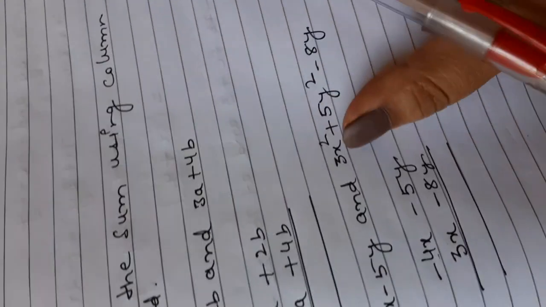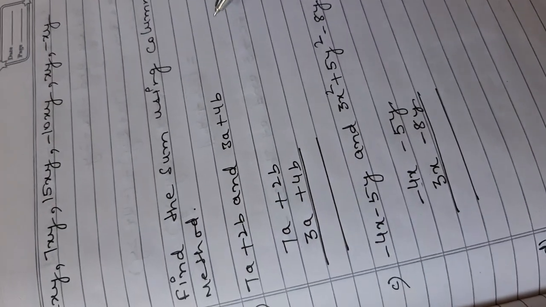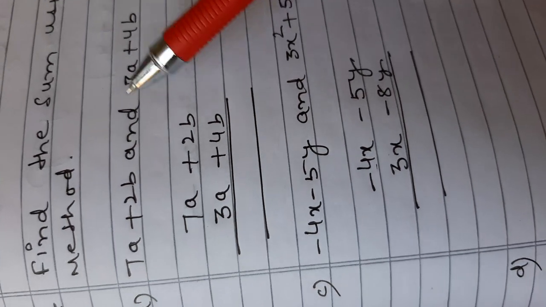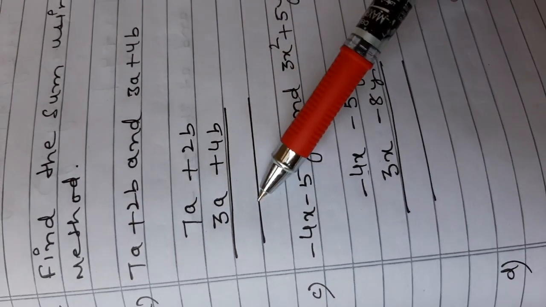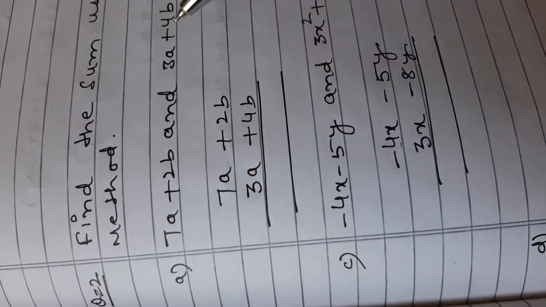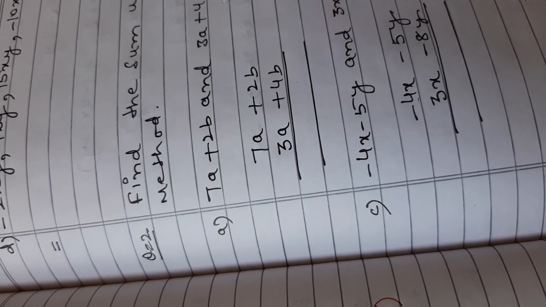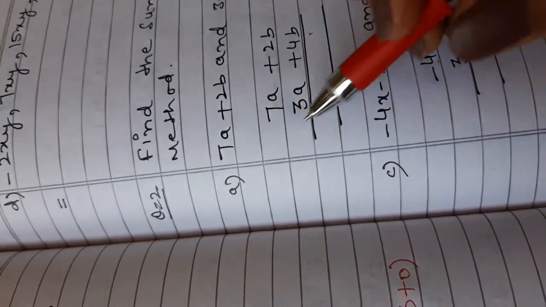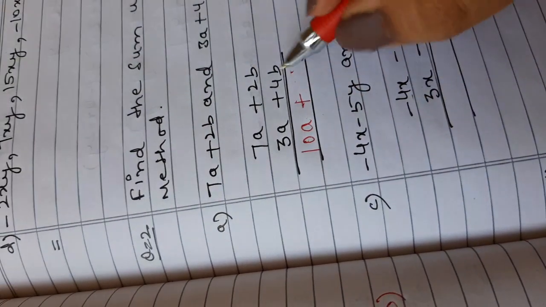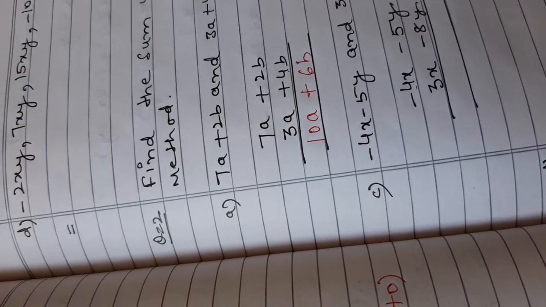Coming on to question number 2, that is find the sum using column method. Now you have to use column method here. You have to arrange the like terms under the same term, rearrange the terms, or write the same terms under the same term, 2b and 4b, like this. Now add them. 7 plus 3 is 10, so 10a, plus is there, so plus, 4 plus 2 is 6, 6b. This is the answer.